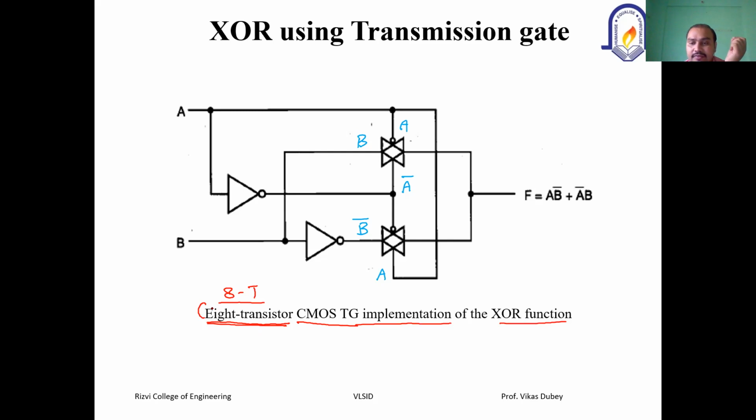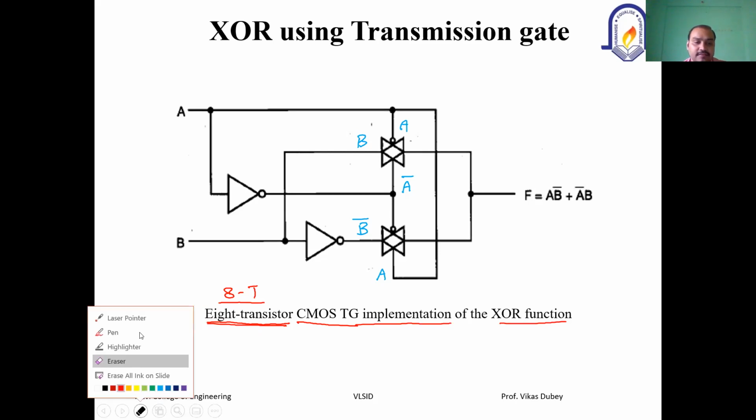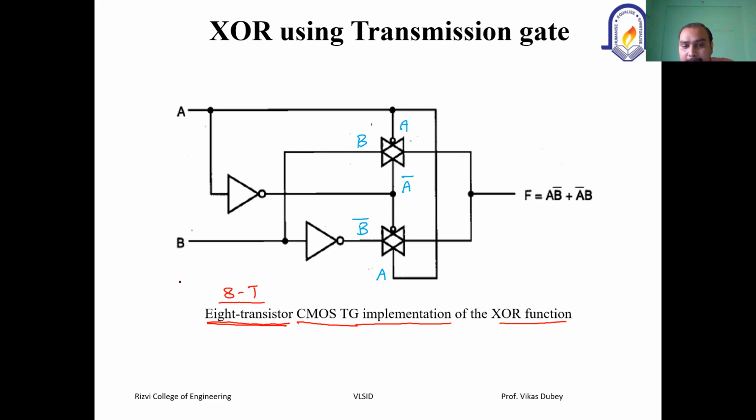Can anyone tell me why it is? Be fast. If you know the answer, if you don't know, don't worry. We will do that. But if anyone knows the answer, please let me know. Or you can unmute, you can say fast. Why it is 8 transistors? Anyone knows? Please reply. Anyone knows how it is 8 transistors?